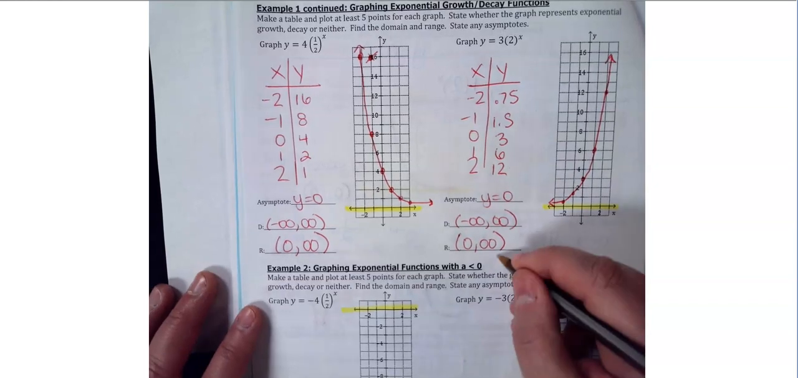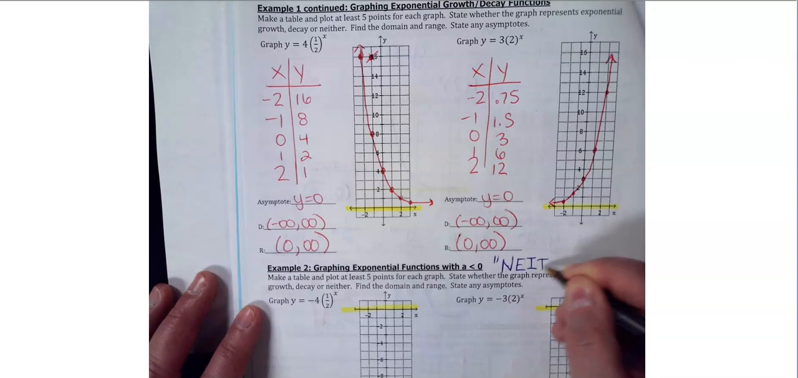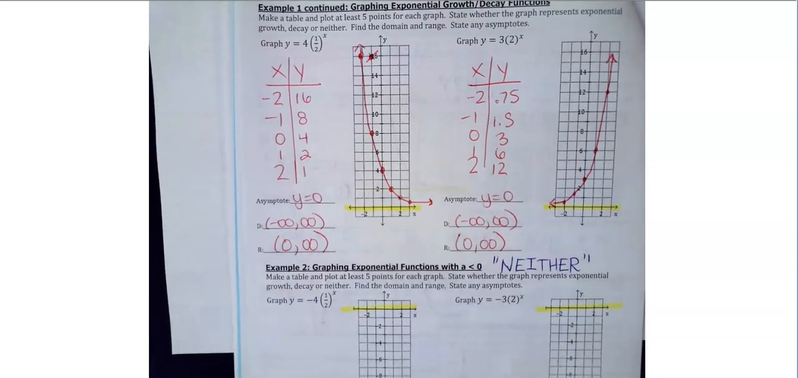Both of these graphs at the bottom of the page would fall into that category of being neither growth nor decay, because the a value is negative. That's what it says right there, graphing exponential functions, a is less than 0. That just means the a value is negative. So this would not be growth or decay.